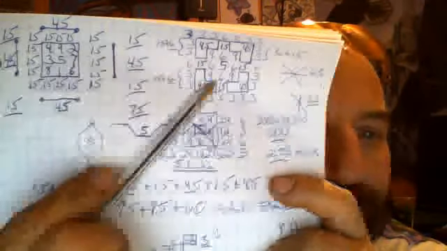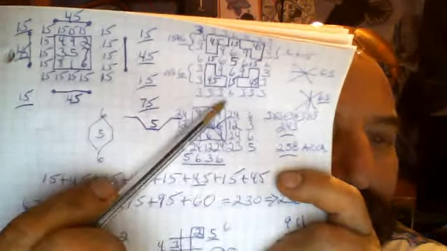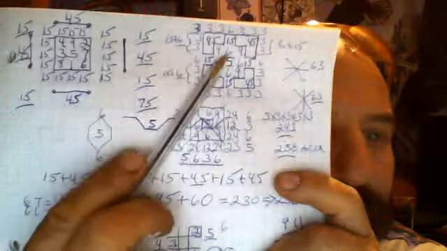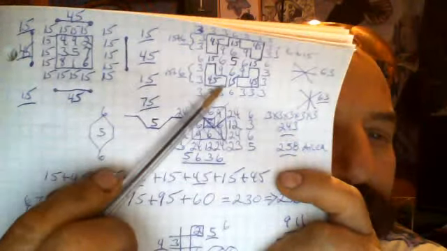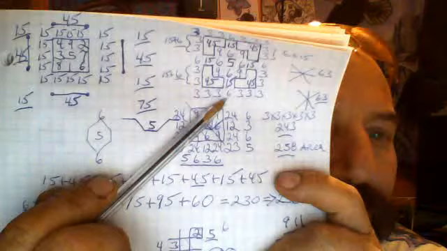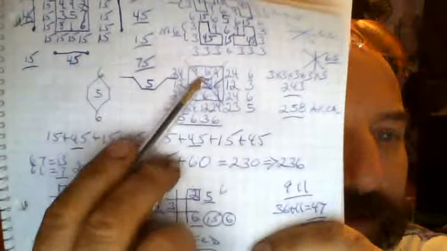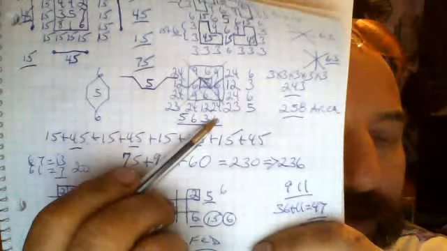6, 5, 6 is 17. 1 and 7 is 8. I'm not using the 5. 6 and 6 is 12. Why do we get 6 here? You see, again, there's some mistake here. Again, I don't like this. 6 and 6 is 12. Oh, yeah. I'm in the wrong spot. 6 here and 6 here is 12 here. 9, 6, 9 is 24.